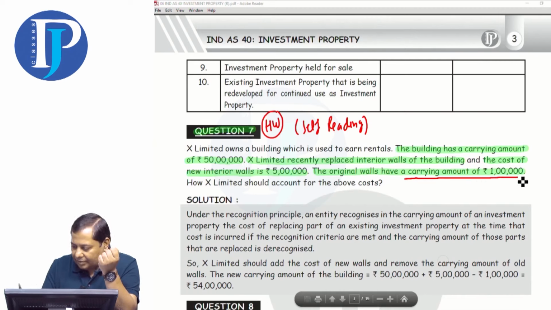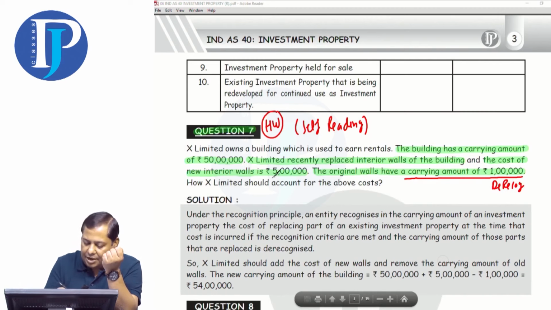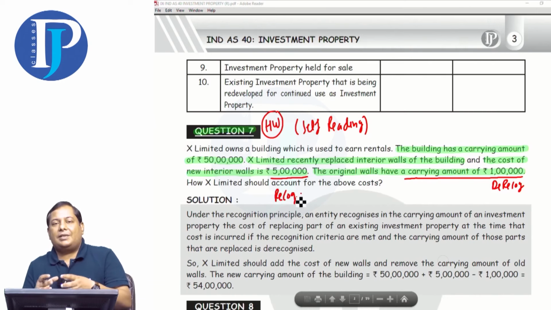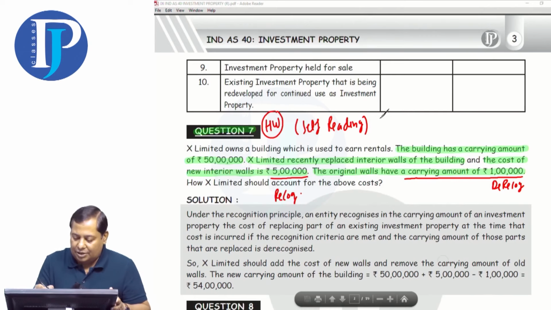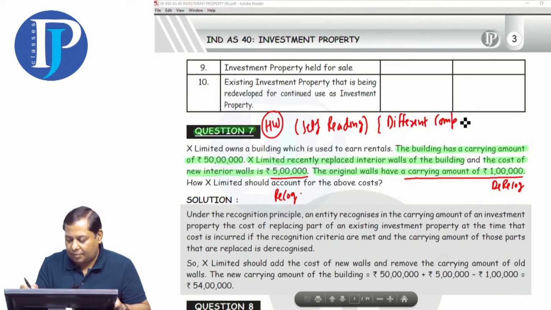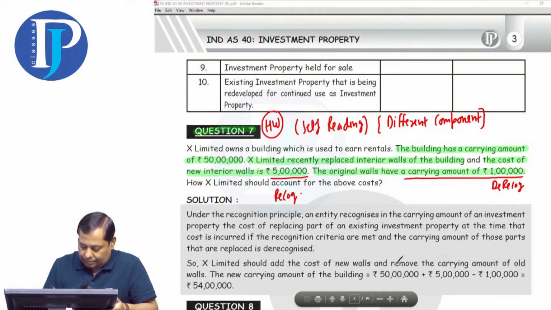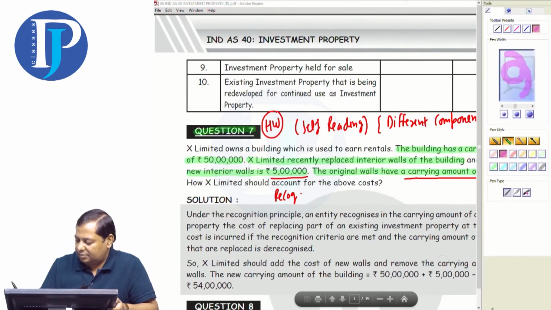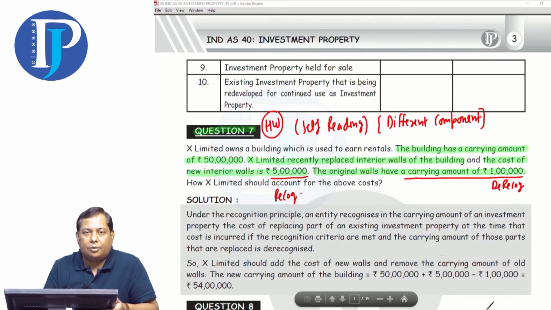This means that this will be recognized, and this will be recognized. Now guys, when you are given the separate carrying amount of the replaced assets, then the separate carrying amount will only be possible in component based accounting. Okay? This question is from different components. This question is part of different components.